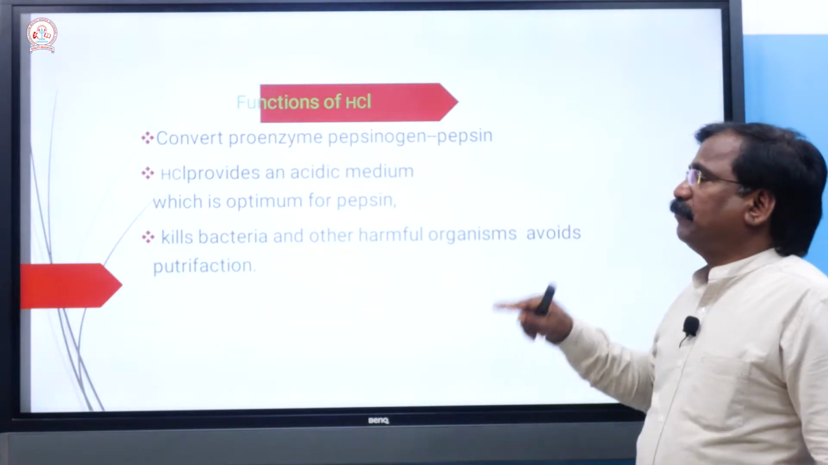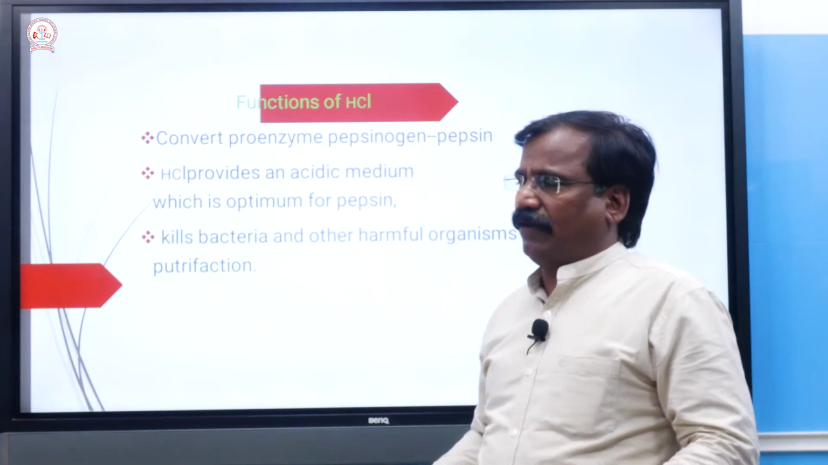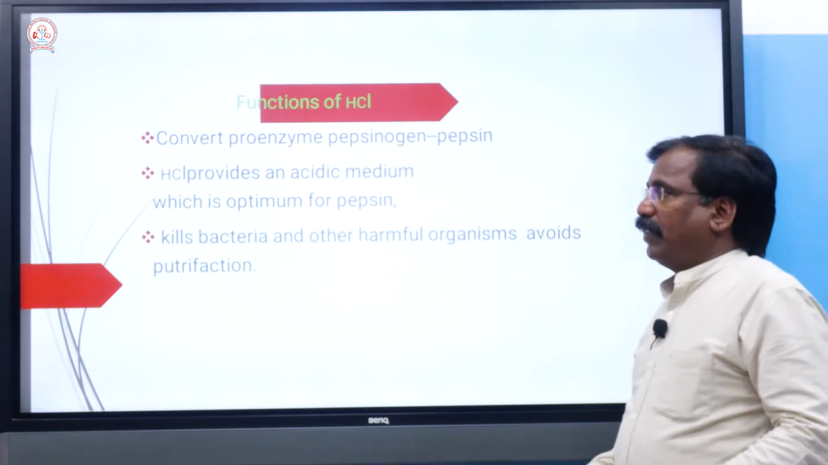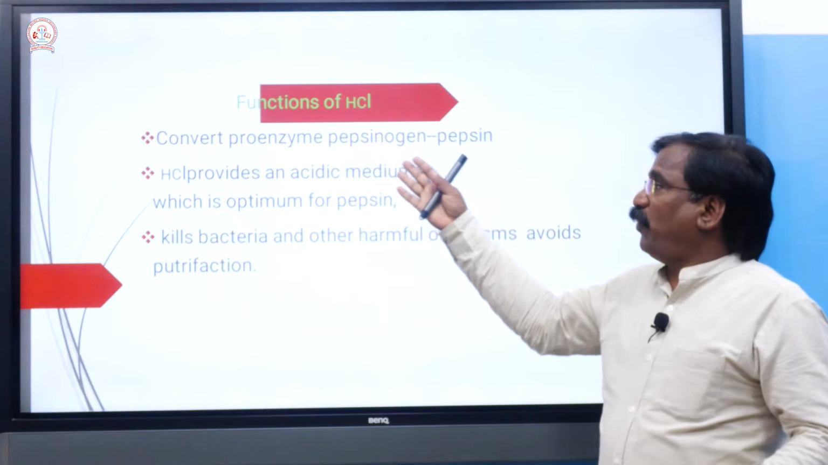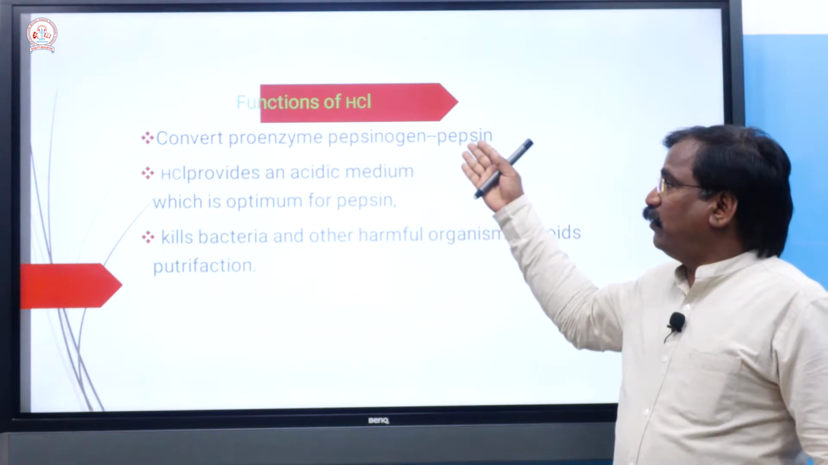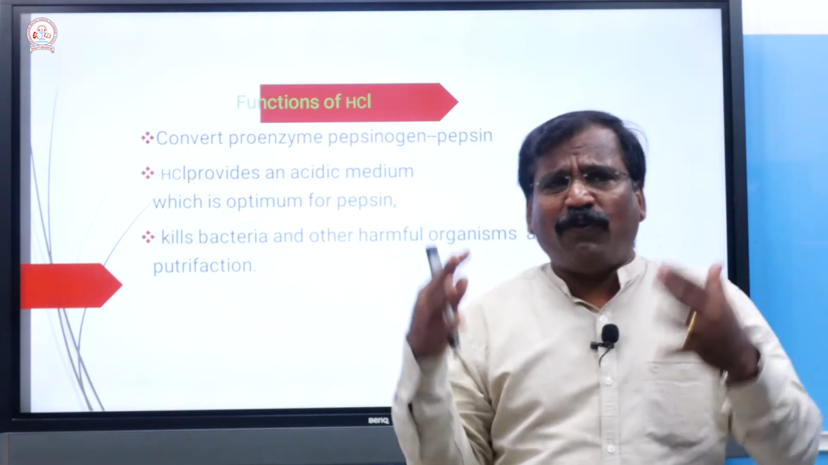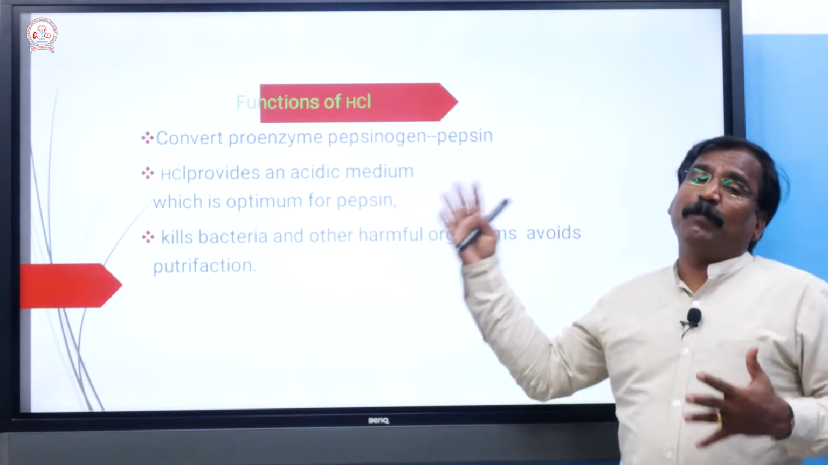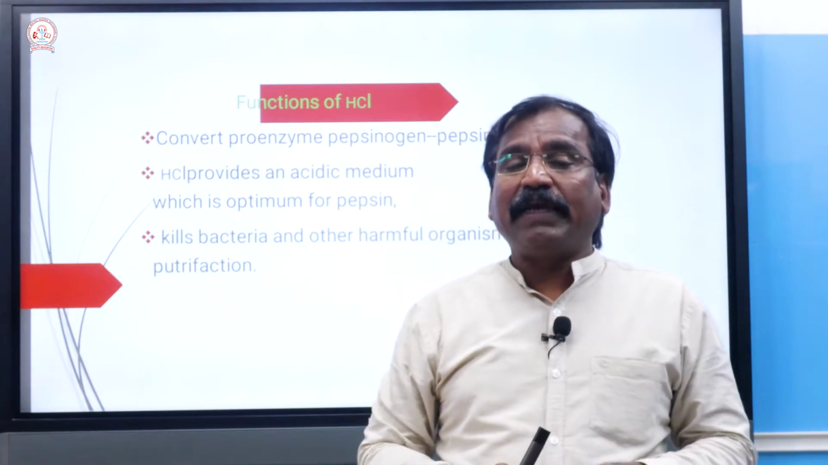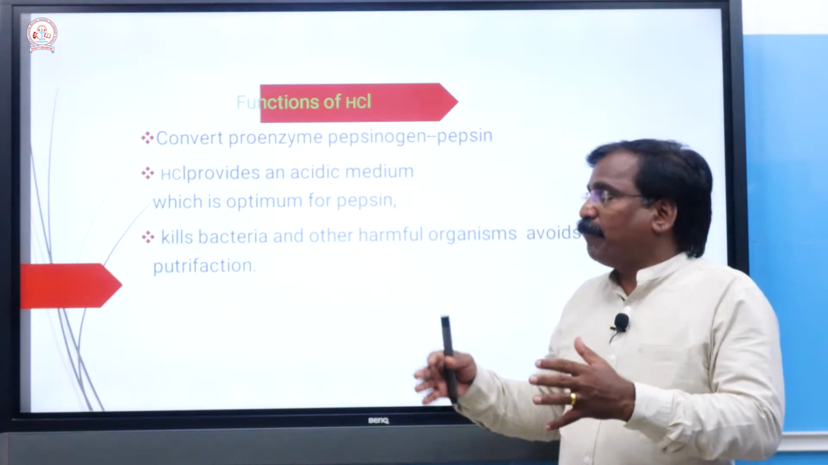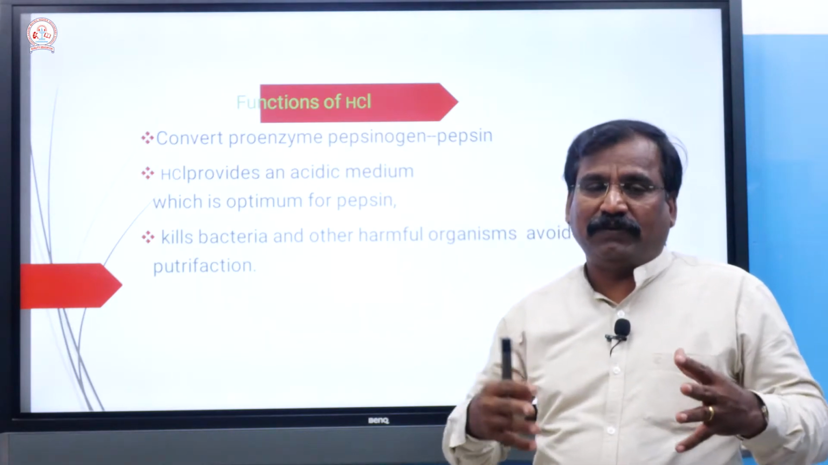Okay, next, this is frequently asked: what is the function of the HCl secreted by the stomach? Gastric juice contains HCl, so what is its role? First, it converts the proenzyme pepsinogen into pepsin. Second, and this is very important, HCl provides the acidic environment, making the food acidic, so that pepsin and renin will act efficiently.